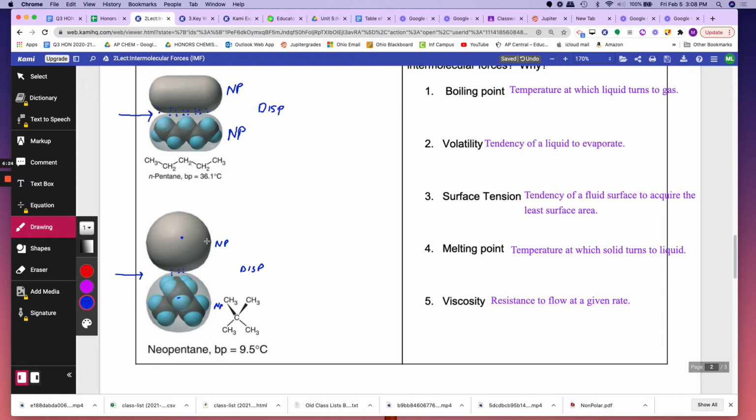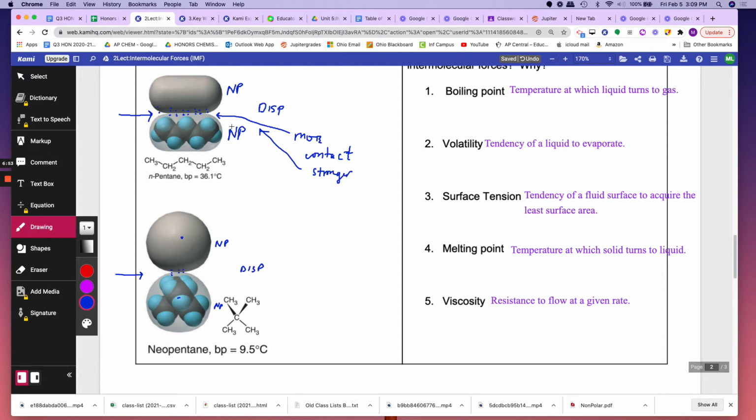So they have the same polarizability, right? Because they have the same number of electrons. So what's different? The difference is the point of contact. There is more contact when it's flat than when it is branched or spherical. If there is more contact, then the force between them is stronger.